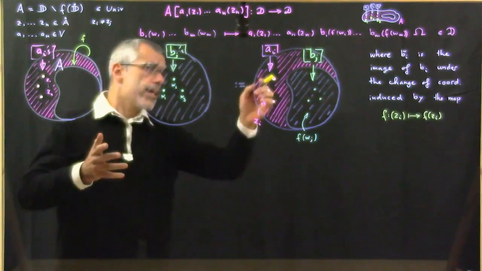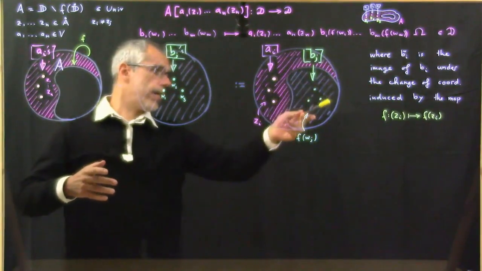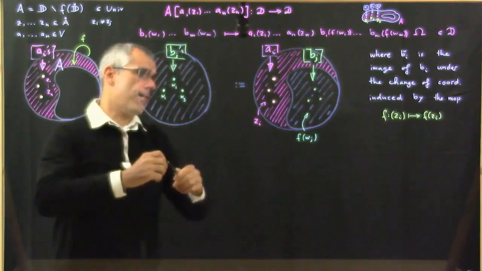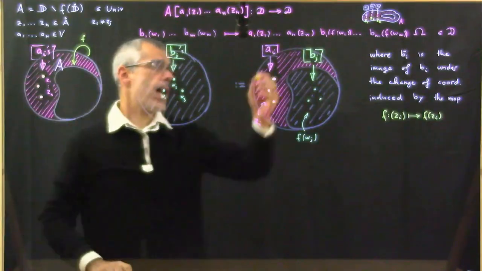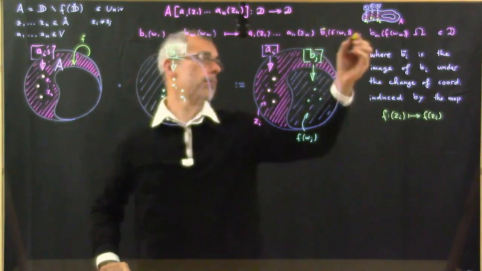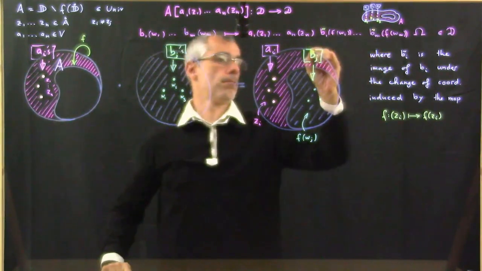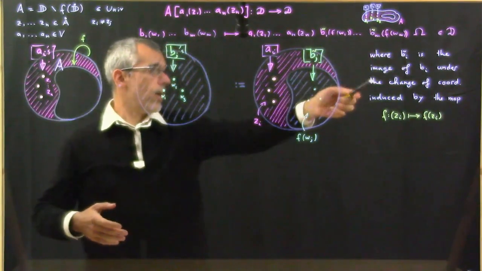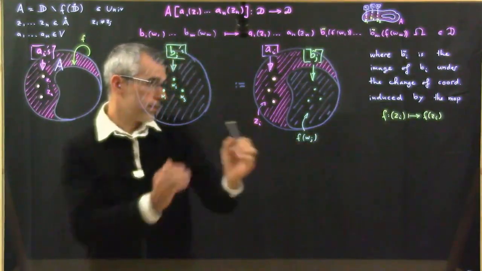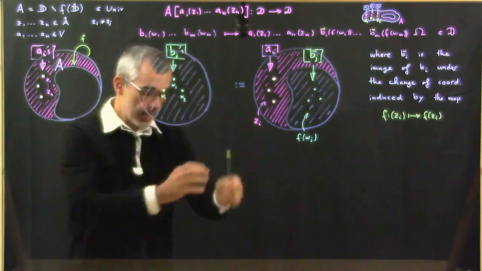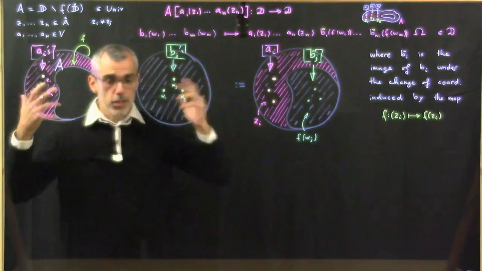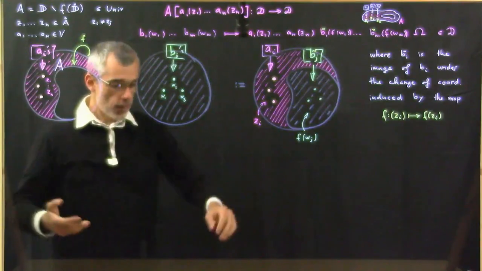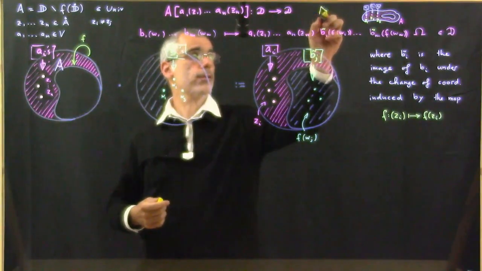Moreover, the BI need to be modified by taking into account the change of coordinates induced by the map F. So really here I should have written BI tilde, where BI tilde is the image of BI under this particular change of coordinate in the formal neighborhood of the point ZI. So if a VOA comes from a conformal net, then these operators here are bounded.